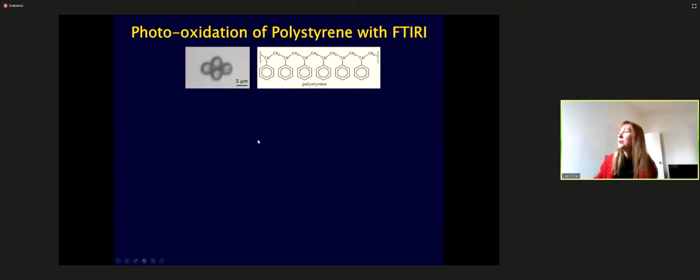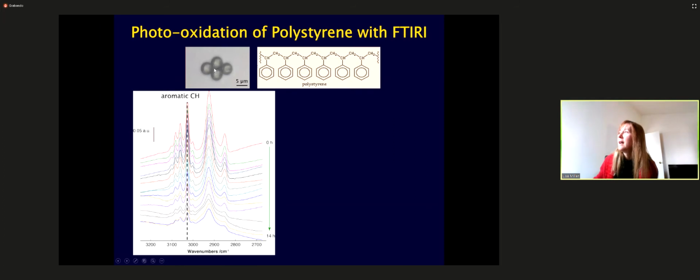And what we wanted to do is actually watch over the course of time what was happening. So this was a time-resolved experiment where we put these polystyrene beads under the infrared microscope. We shine UV light on them, and we watch over the course of 14 hours what's happening to the infrared spectrum. And what you can see here is that this particular peak, your regular aliphatic CH stretch, is disappearing over time, and you're getting this aromatic CH stretch growing, which is showing oxidation of the polystyrene, and essentially it's breaking it down.